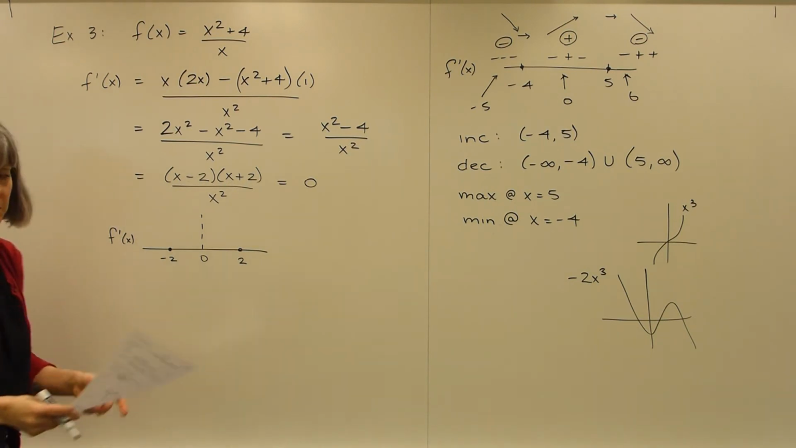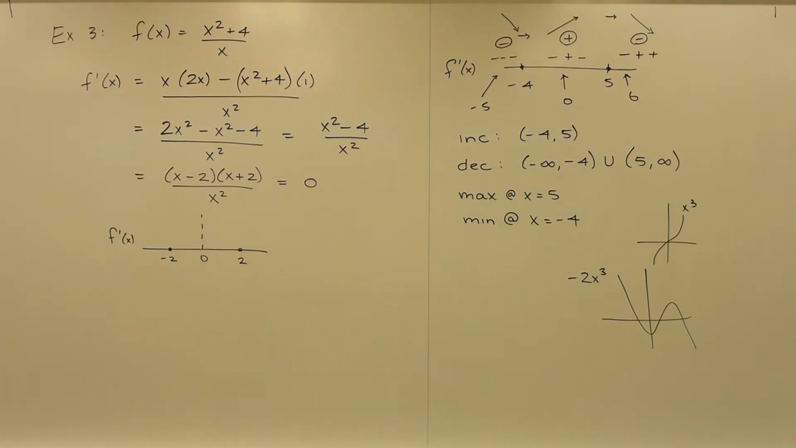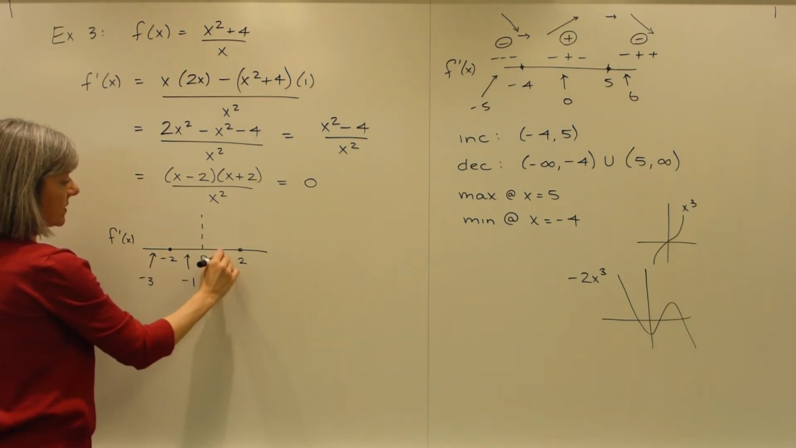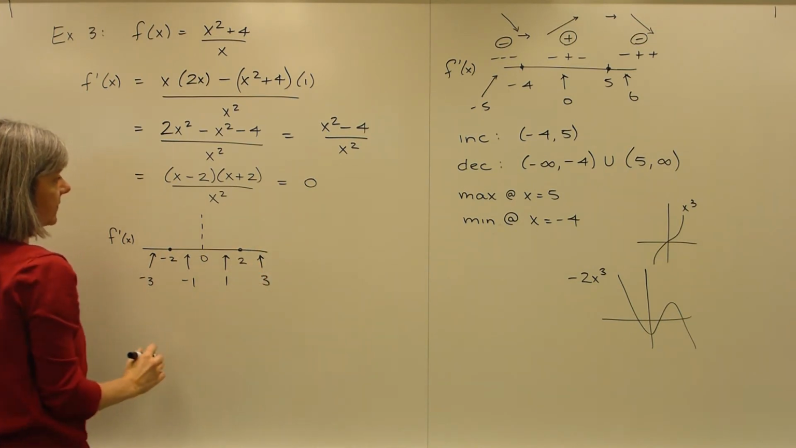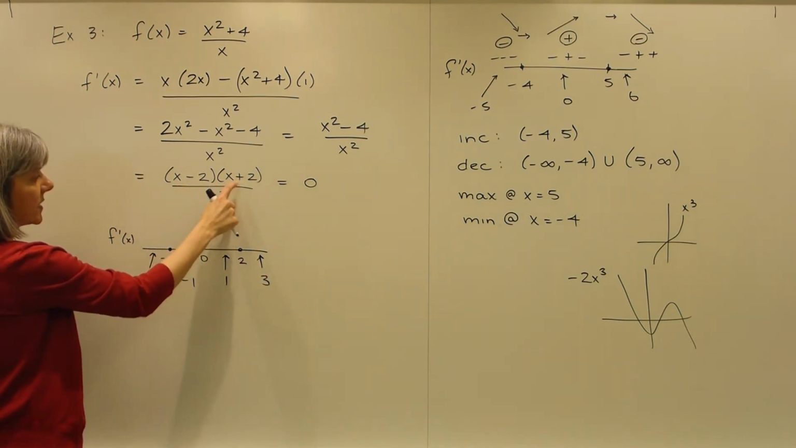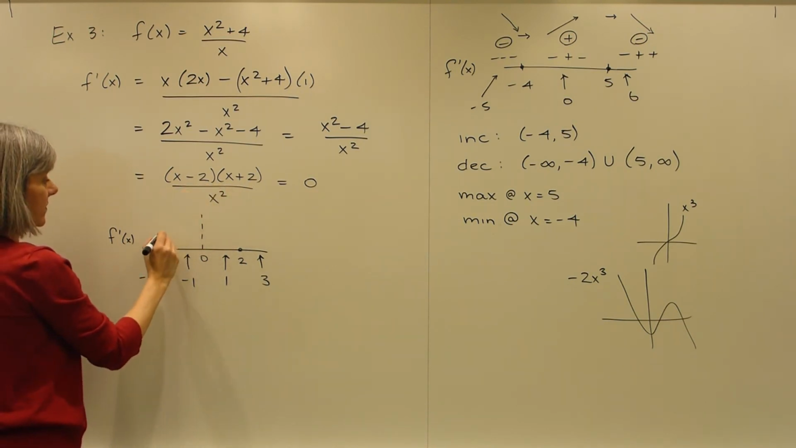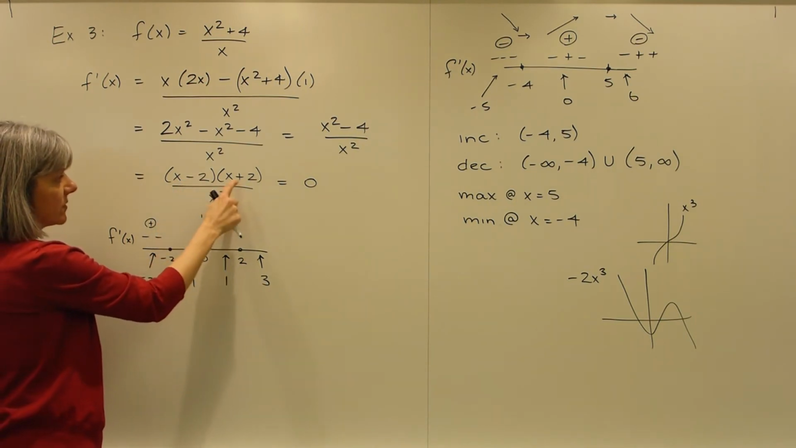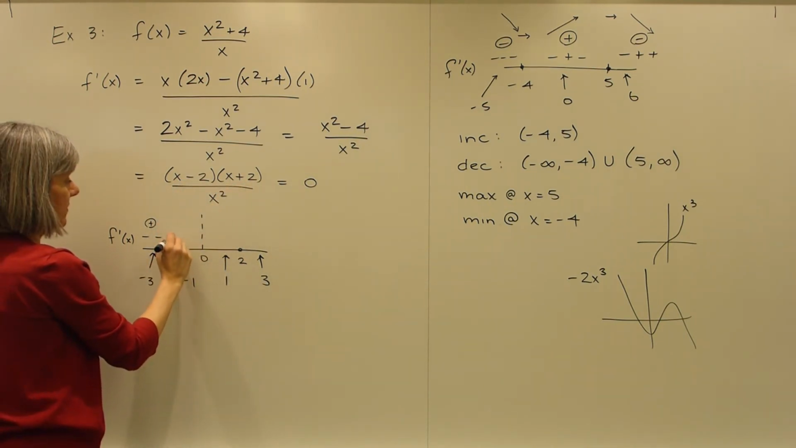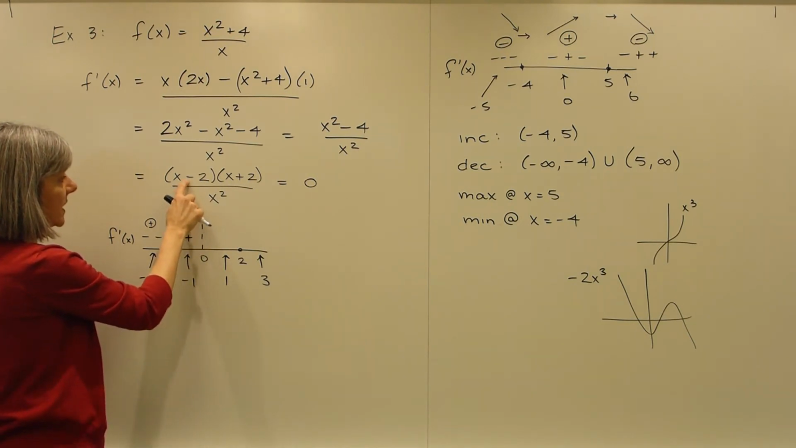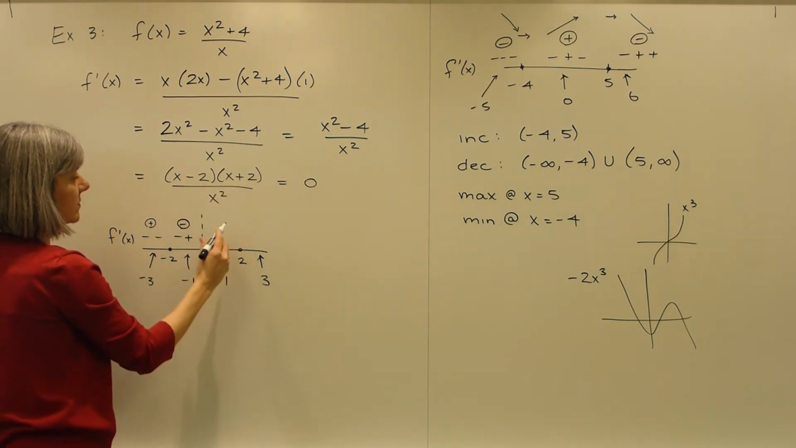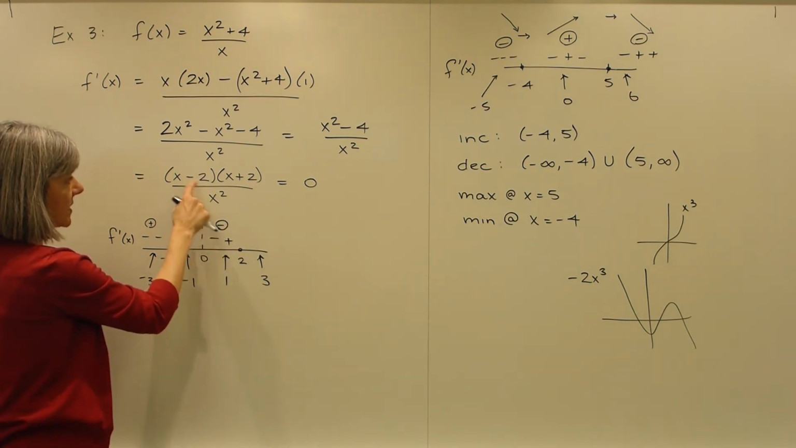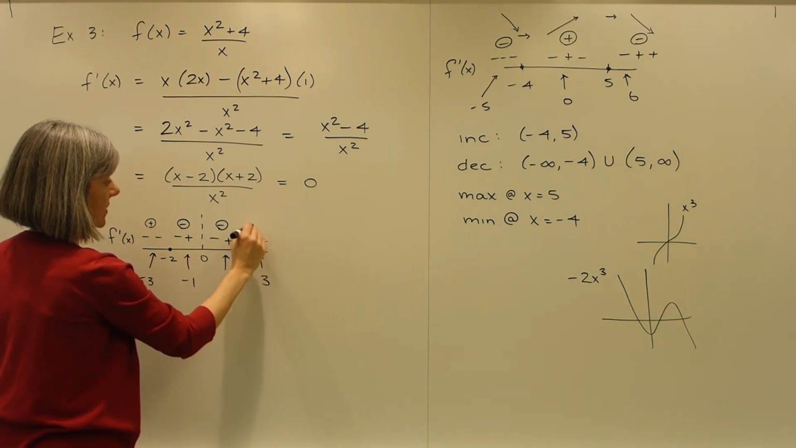Okay, so we need to pick some. It's time to pick some values. Minus 3, minus 1, 1, 3. So if I put in negative 3, I get negative, negative. This one's always positive. So negative and negative. If I put in negative 1, I get negative, positive, always positive. If I put in 1, I get negative, positive, same thing. If I put in 3, I get positive, positive, and the denominator is always positive.